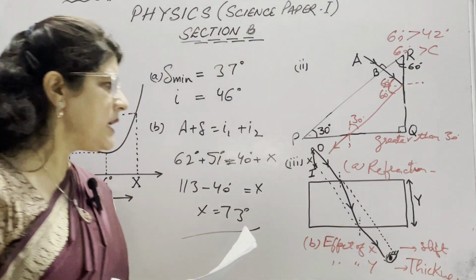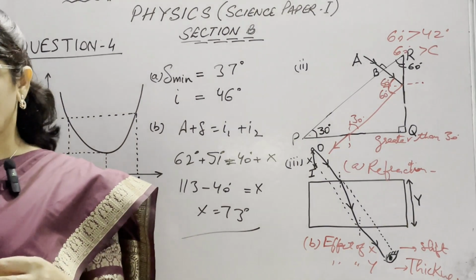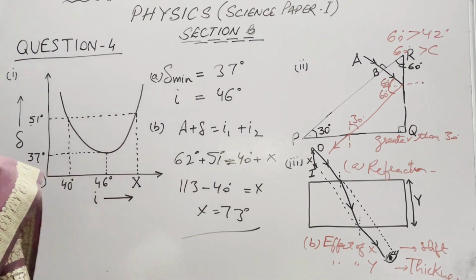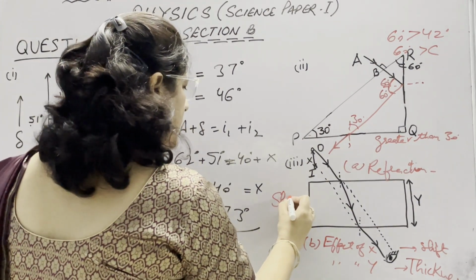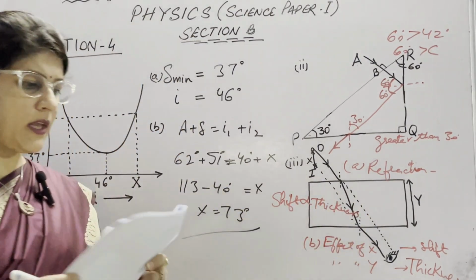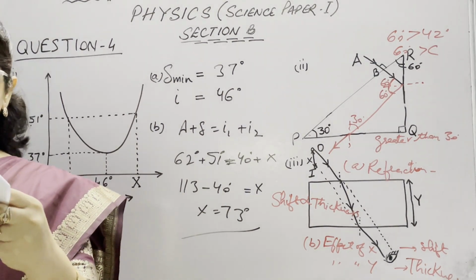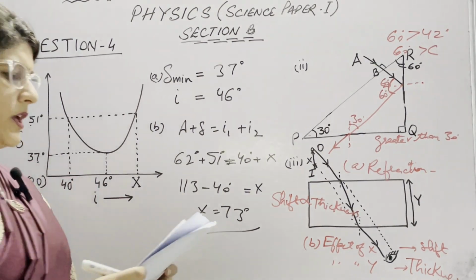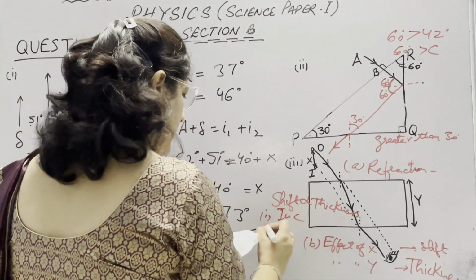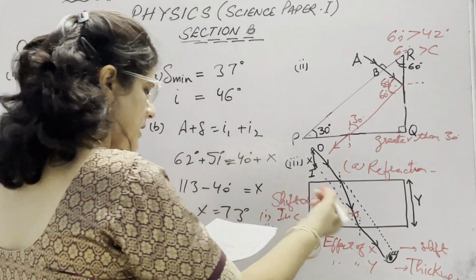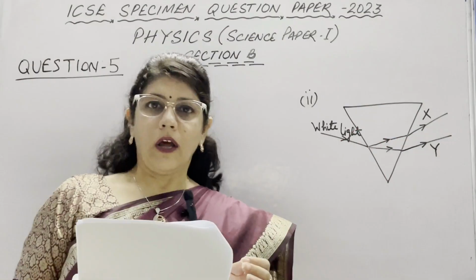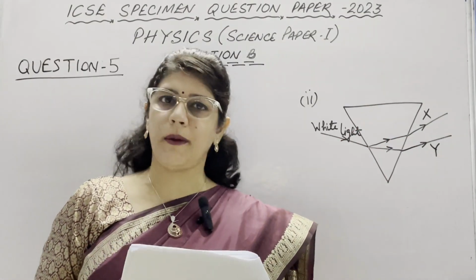Now we need to recall the factors on which shift depends. They are asking to state the effect on x when y increases. We all know that shift is directly proportional to thickness. In the question, they asked what happens when y increases. So if thickness increases, then shift also increases. If thickness decreases, then shift also decreases. So in the first case, increase, and in the second case, decrease.